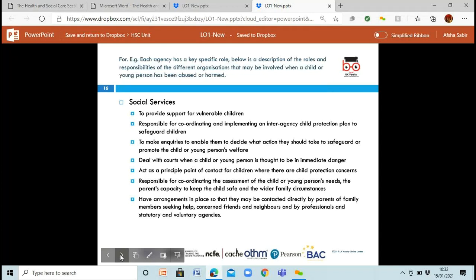So they're responsible for implementing interagency child protection and also safeguarding children. They'll make inquiries, they'll work with schools and the NHS. They'll remove children if they're in immediate danger, and they'll also deal with courts and so on. And they're also the principal point of contact.